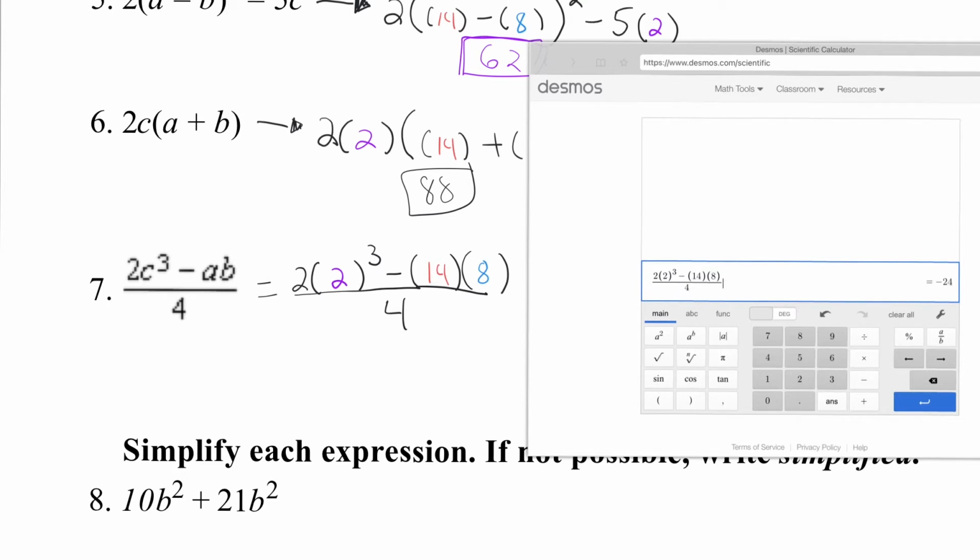So every time you have that fraction, make sure you pay attention where you put the numbers and check that everything looks the same in the calculator. So the answer will be negative 24.